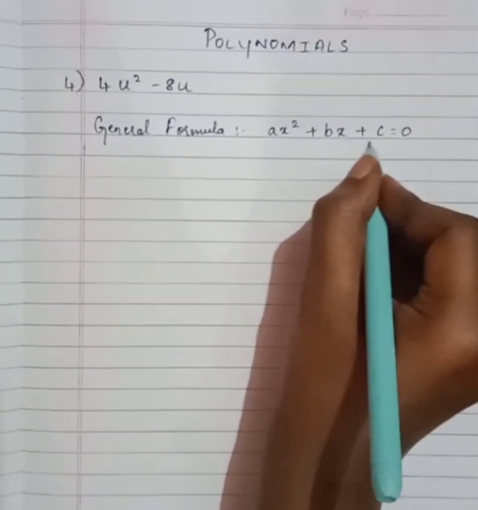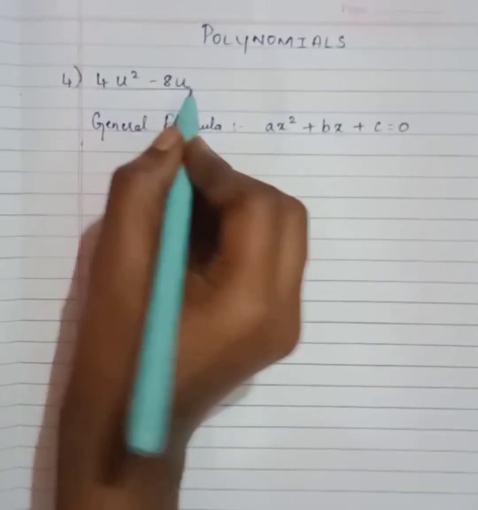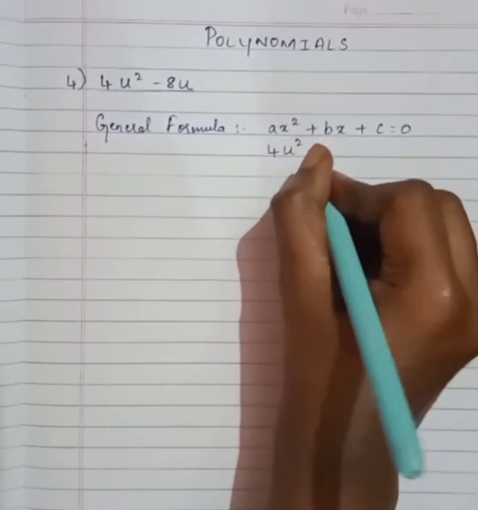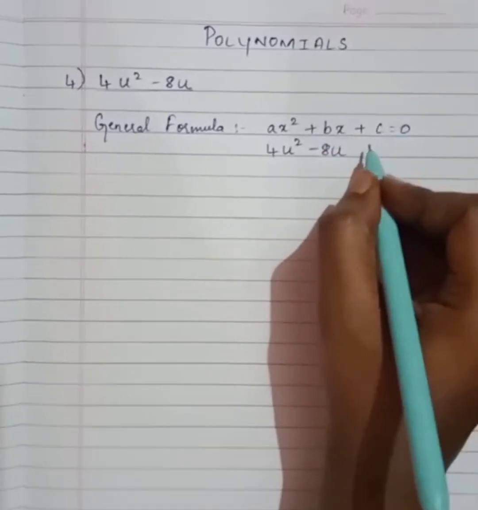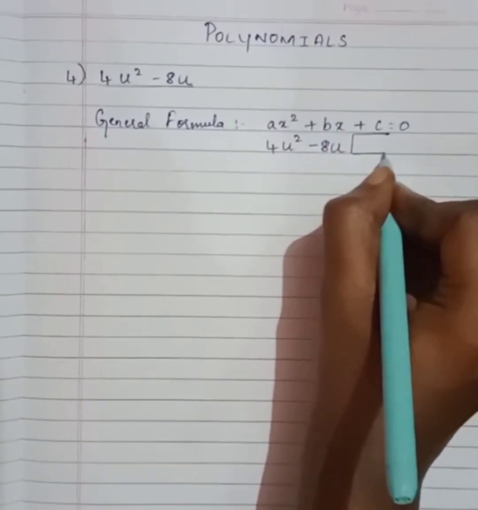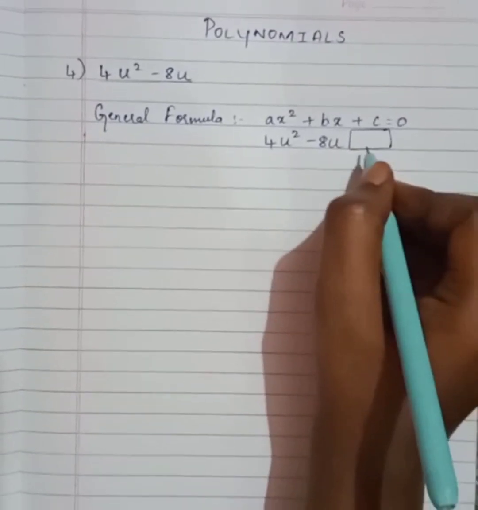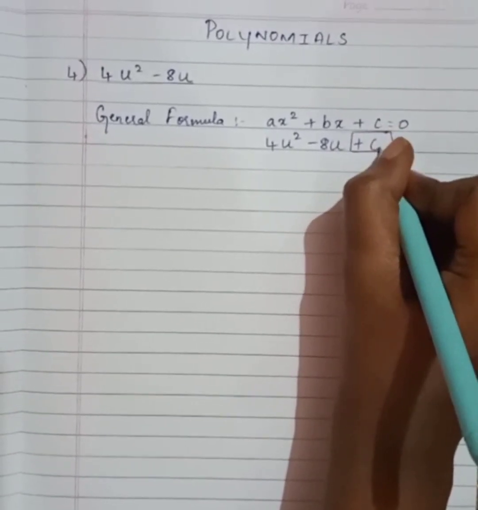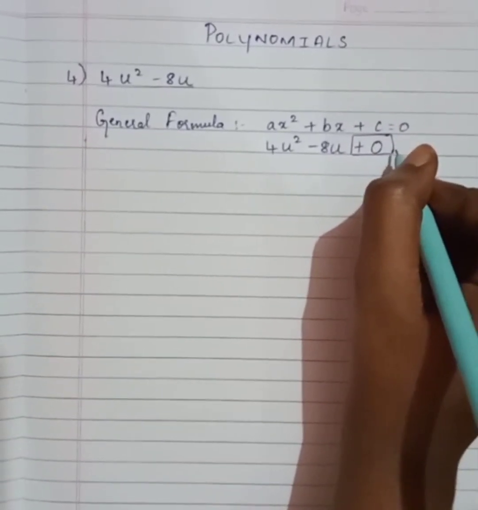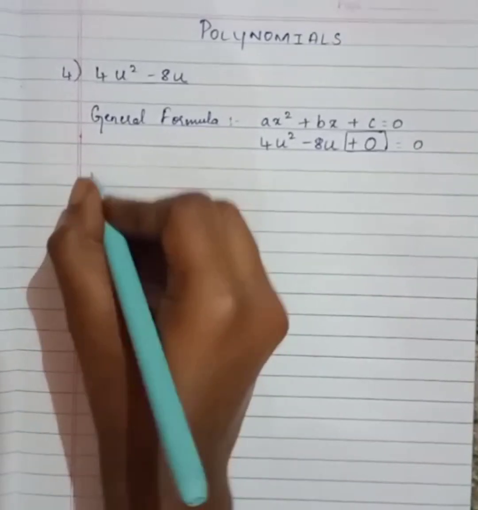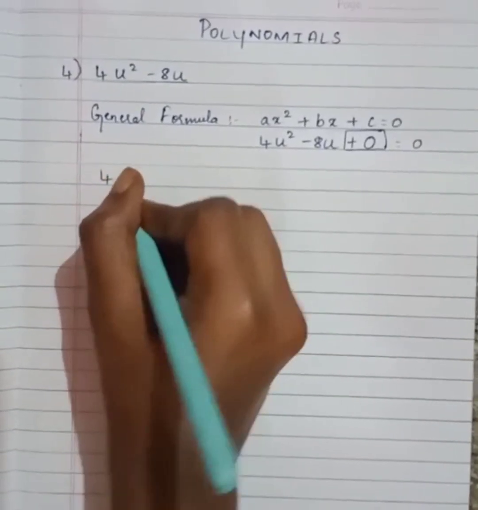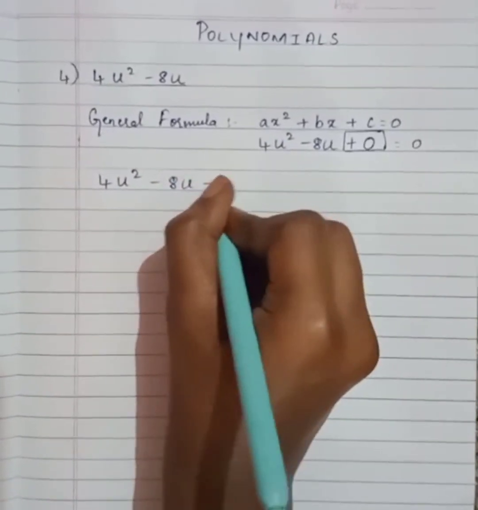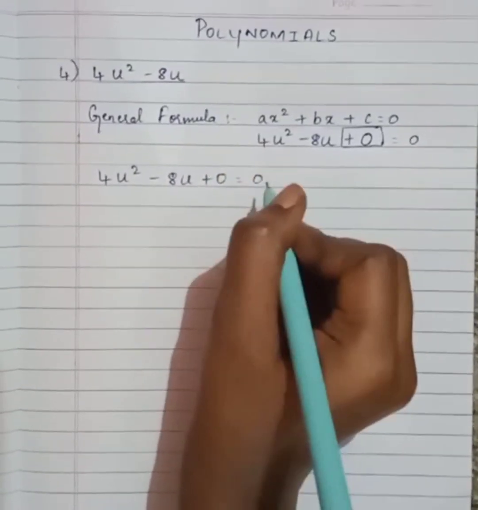Now seeing this general formula, comparing our question with this general formula, we can notice that we have 4u square and minus 8u. And there is one term missing, that is the c term is missing. So here in this sum, we will replace c as 0. We'll assume it as 0 and we'll carry on our sum. So now our question will be 4u square minus 8u plus 0 is equal to 0.